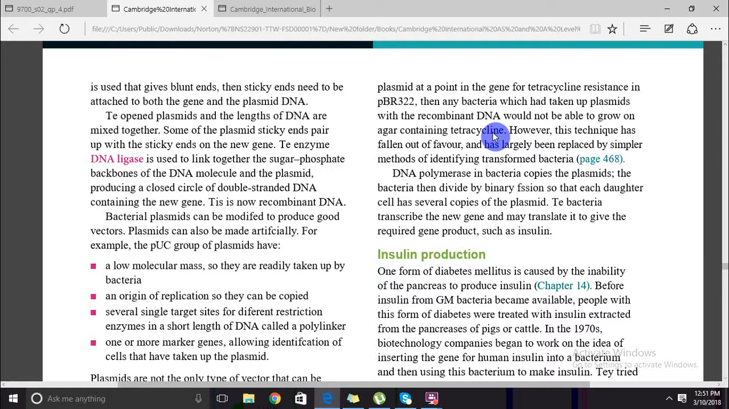So several, underline several, single, you can also underline that, target sites for various restriction enzymes.